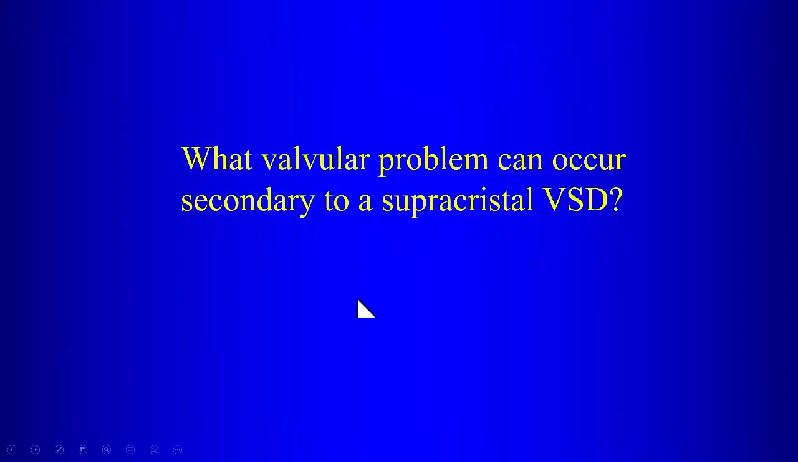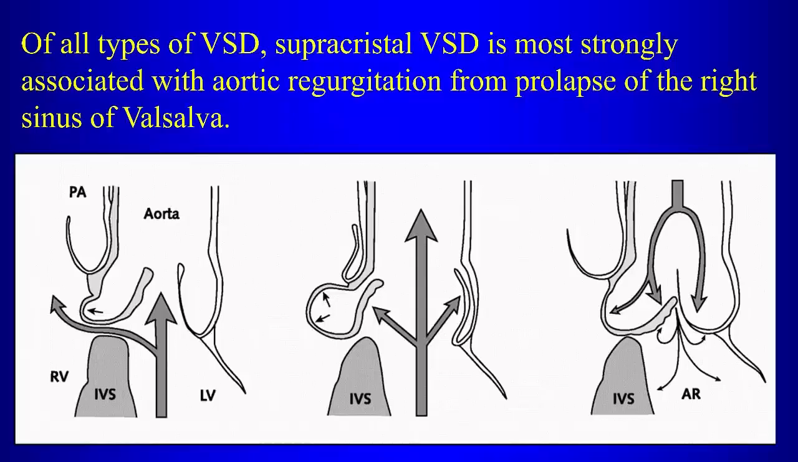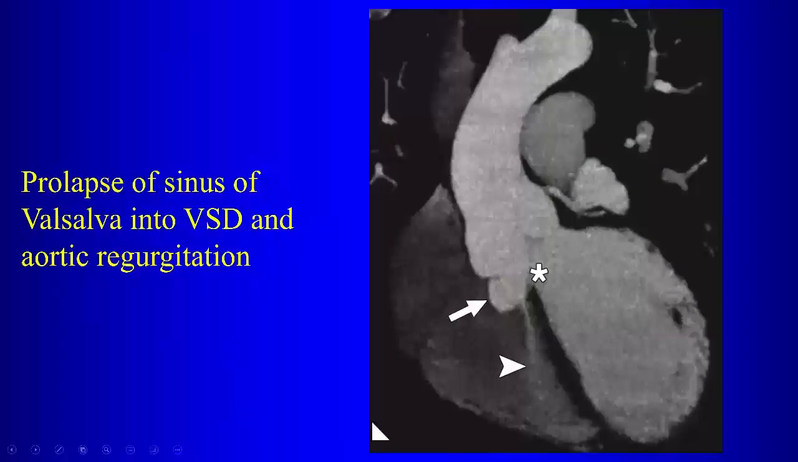Now, what valvular problem can occur associated with supracrystal ventricular septal defects? Aortic regurg. Aortic regurg, right. So that defect occurs right under the aortic valve, right? So you can get prolapse of the sinus of Valsalva into the defect. There's good news, bad news. The good news is it might contribute to actually decreasing the amount of shunting that occurs through the defect. The bad news is that it can be associated with aortic valvular regurgitation. All right, so these supracrystal VSDs can be associated with aortic valvular regurgitation.